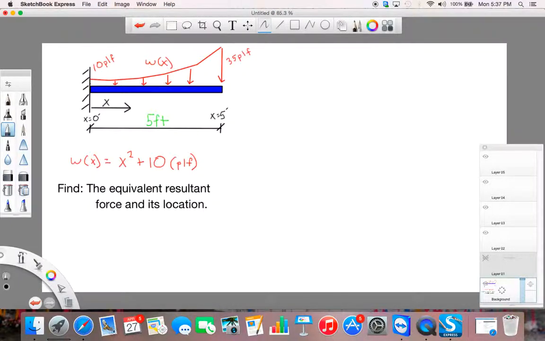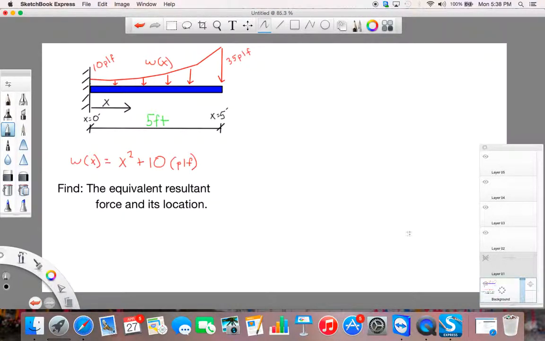So I have a distributed load whose magnitude is defined by this equation, x squared plus 10 in pounds per linear foot. So at x equals 0 feet, my distributed load is 0 plus 10, so 10 pounds per linear foot. And when x equals 5 feet, my distributed load is 5 squared plus 10, so 35 pounds per linear foot. And it's parabolic in between.